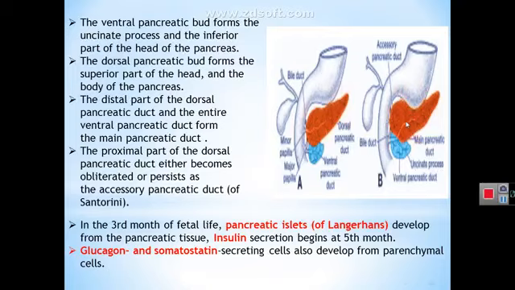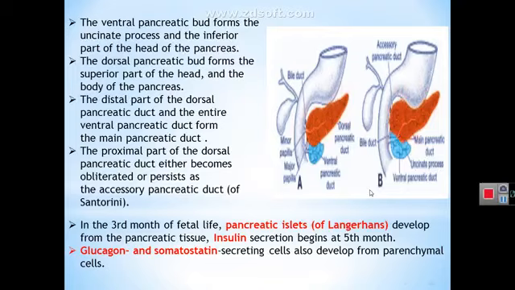The main pancreatic duct is formed by the distal part of the dorsal pancreatic duct and the entire ventral pancreatic duct. The proximal part of the dorsal pancreatic duct either is obliterated or persists as a small canal, the accessory pancreatic duct.